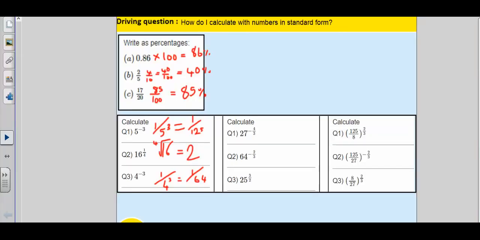Excellent. If you found any of those questions really tricky, perhaps go back to the lesson on negative indices in unit 1.5.